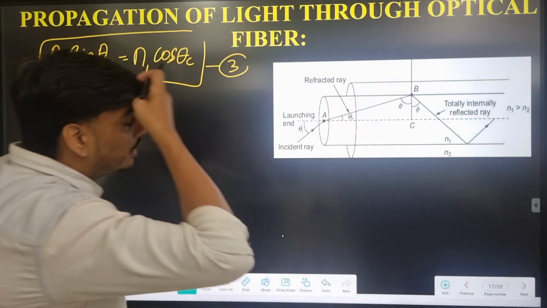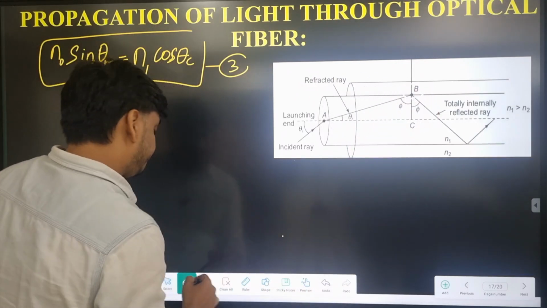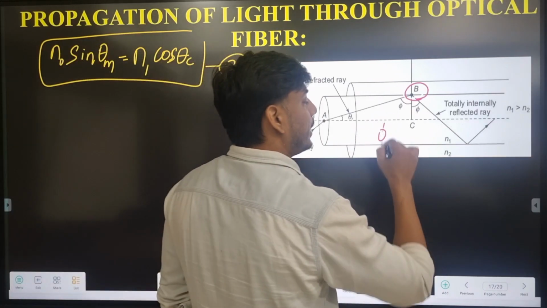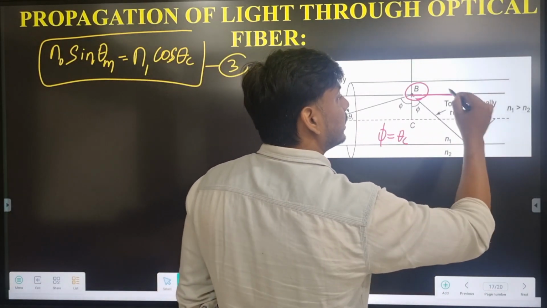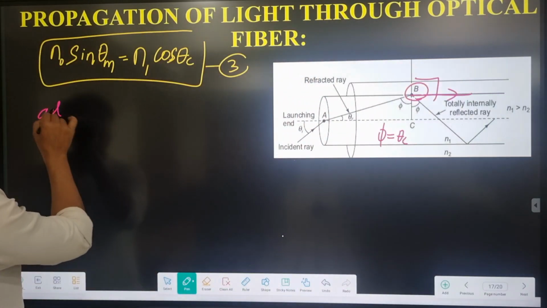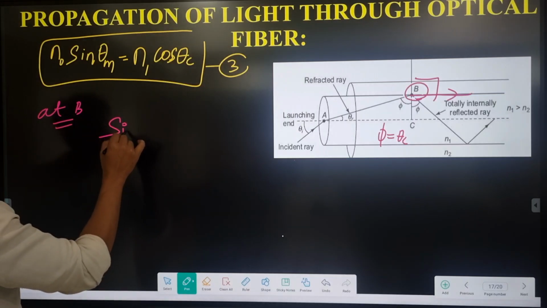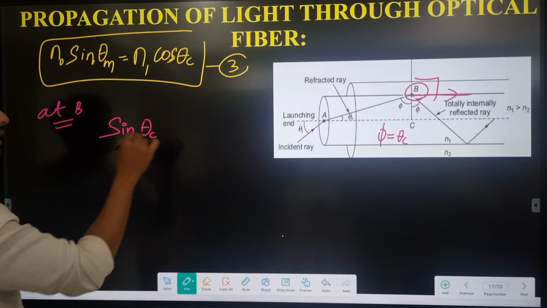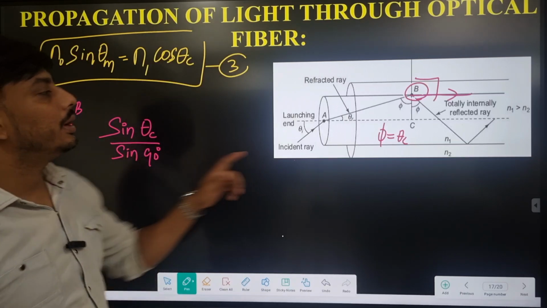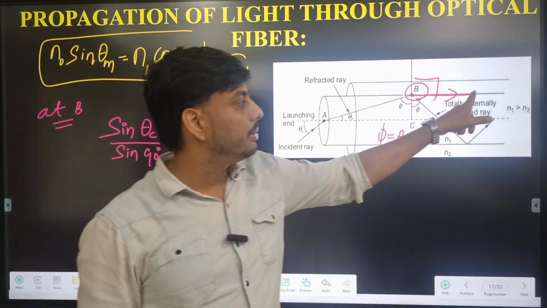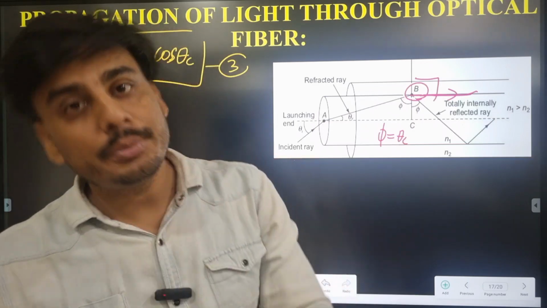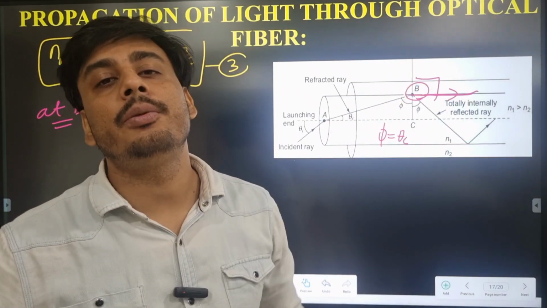Now we have to see here at point B, when phi equals theta c, then this will be 90 degrees. Now we are using Snell's law. At point B, Snell's law: sin i over sin r, with i the critical angle. Sin r is 90 degrees because when phi equals theta c, the angle of refraction will be 90 degrees. This is the condition. Critical angle is the angle of incidence in the denser medium for which the angle of refraction in the rarer medium is 90 degrees.